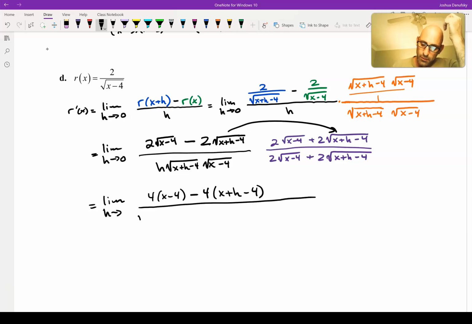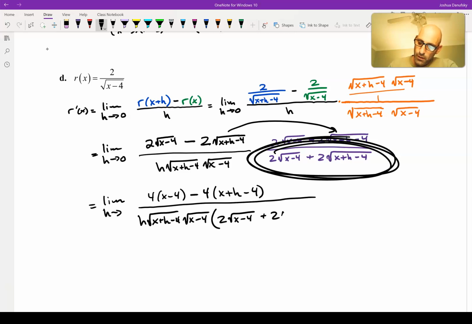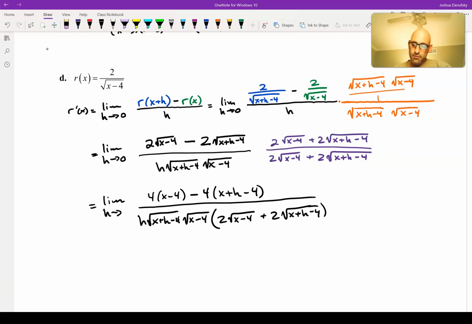And then the bottom is a big mess, of course. We have the square root of x plus h minus 4, the square root of x minus 4, and then we're multiplying this whole thing right here. Can't forget that. I've forgotten that a few times in my past. x plus h minus 4, like that. And so now we have this mess.